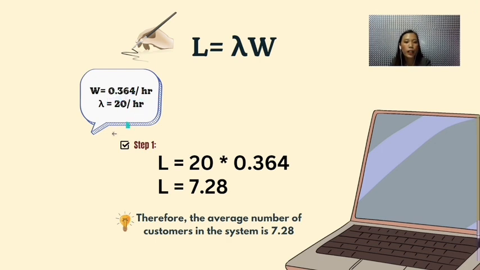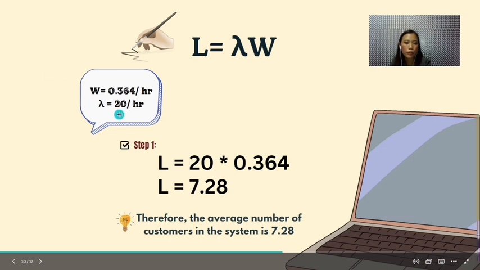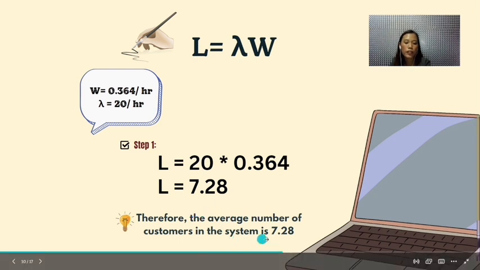0.364 per hour. That is what we calculated earlier. So, 0.364 per hour, and then the lambda is 20 per hour. So we distribute these variables into the formula. L is equal to 20 times 0.364, and the answer is 7.28. So, therefore, the average number of customers in the system is 7.28.